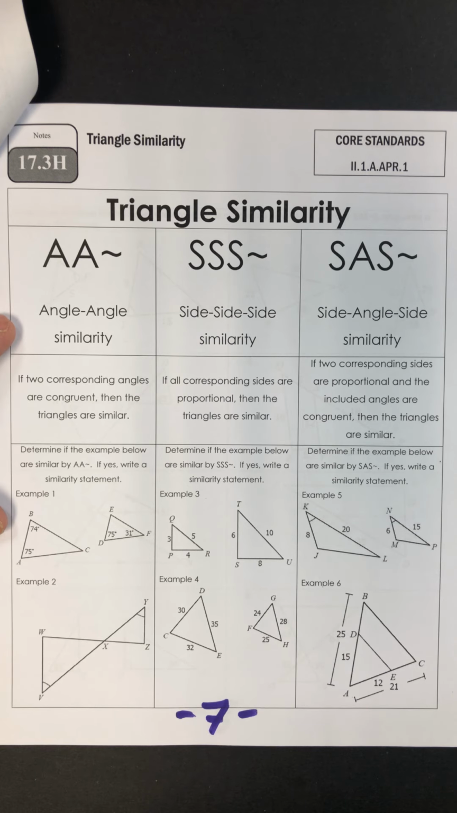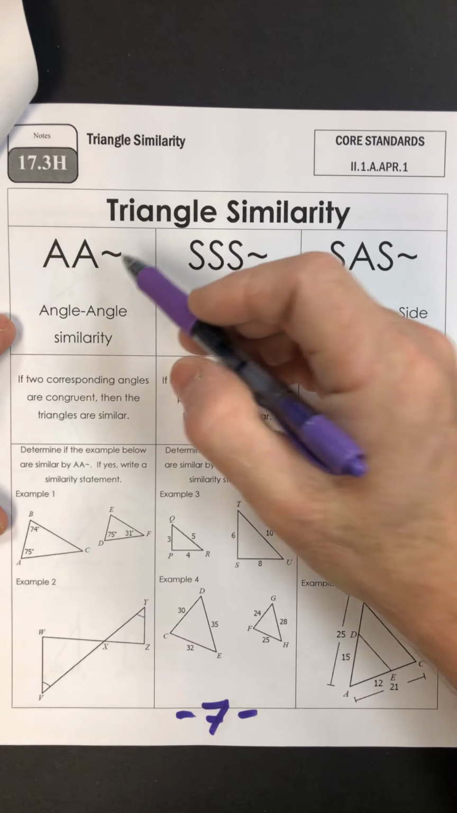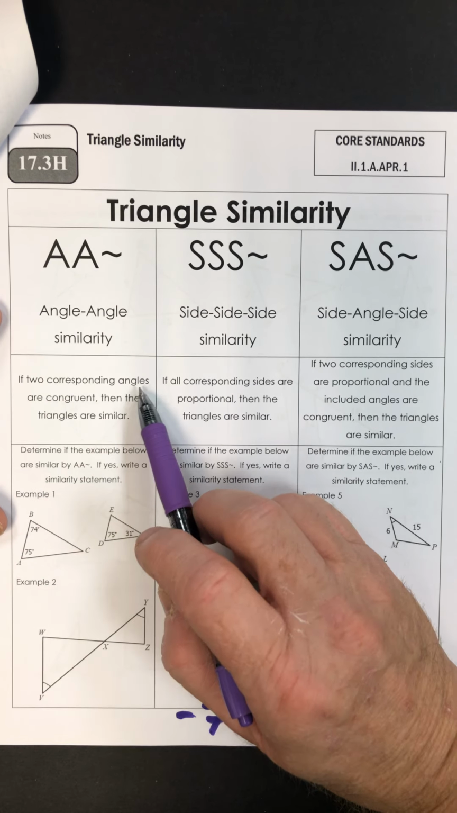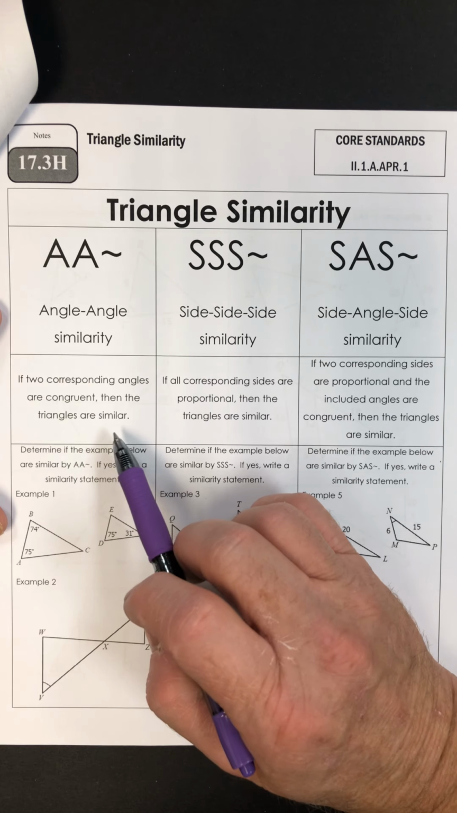Now, to show that two triangles are similar, you have to have a minimum of two angles congruent to each other. Two angles in one triangle congruent to the corresponding two angles in another triangle. So then we call that rule angle. If two corresponding angles are congruent, then the triangles are similar.